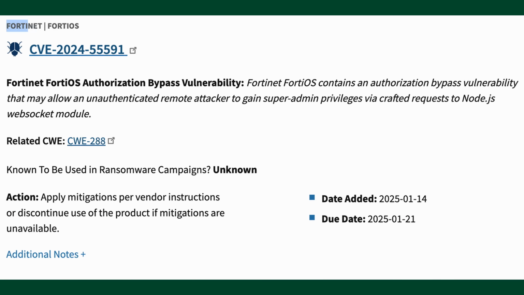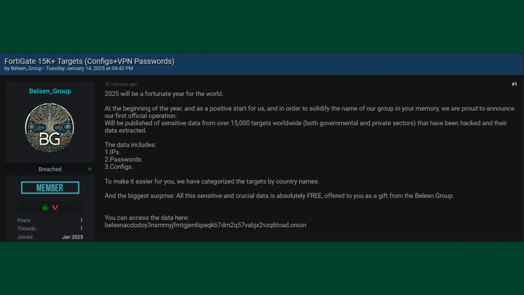Now, CISA did mandate federal agencies that they need to patch this by January 21st. So this is an important one for federal agencies out there. Also, following up with Fortinet, we are seeing that somebody leaked the configuration of 15,000 FortiGate firewalls. This is from 2022, this leak, and they were using CVE 2022-40684.